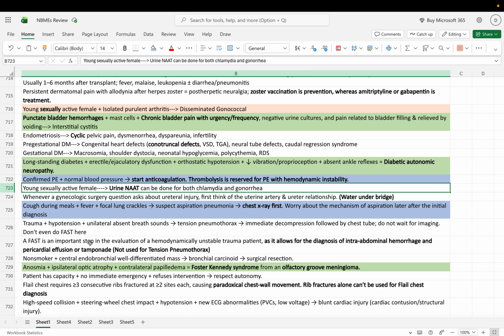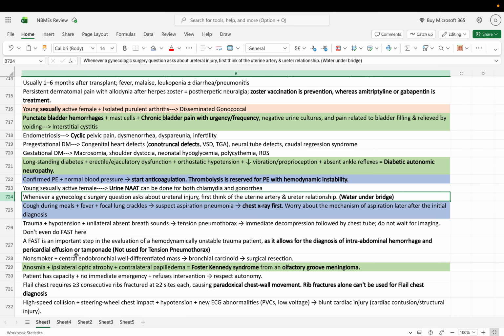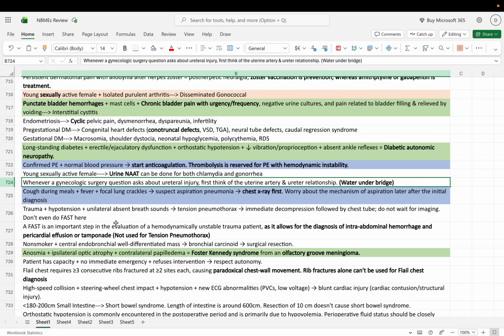Young sexually active female is at risk of chlamydia and gonorrhea. Do a urinalysis. Whenever a gynecological surgery question asks about ureteral injury, think of the uterine artery and ureter relationship. There is a famous mnemonic in First Aid: water under the bridge.